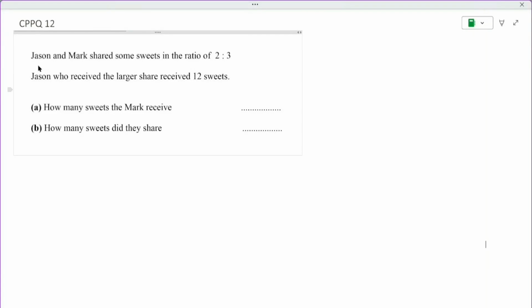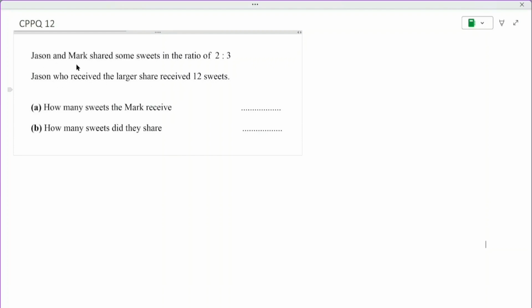Question 12. Jason and Mark shared some sweets in the ratio of 2 to 3. Jason, who received the larger share, received 12 sweets. You have to be careful here. In the exam, you have to be careful with each question. Don't rush it. The technicality in this question lies in this second line.